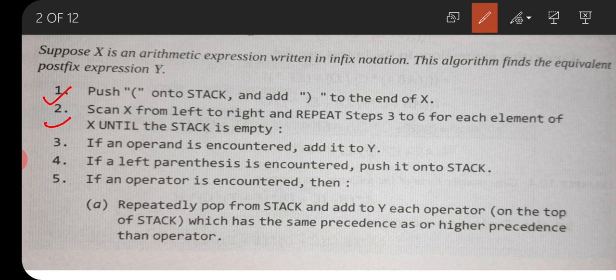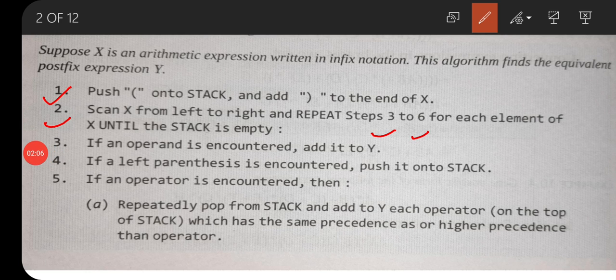to right and repeat step 3 to 6 for each element of x until the stack is empty. That means now we will start reading the expression and we have to perform the steps 3 to 6 for each element of x until the stack is empty. As long as any operand, operator or parenthesis exists in the expression, we have to repeat the steps 3 to 6.